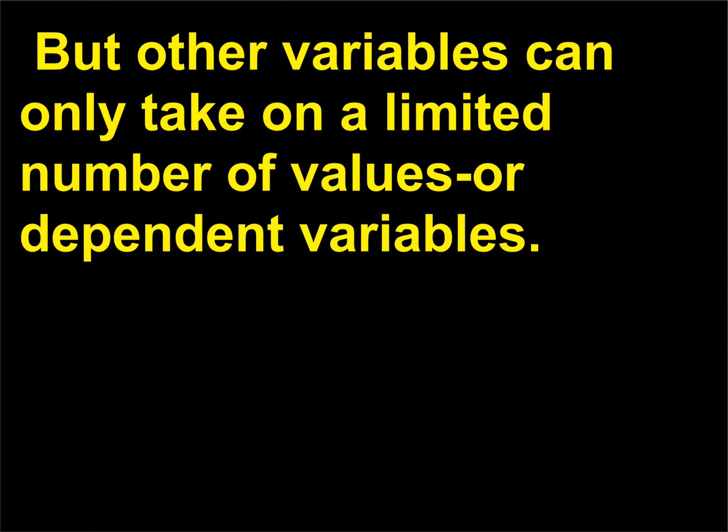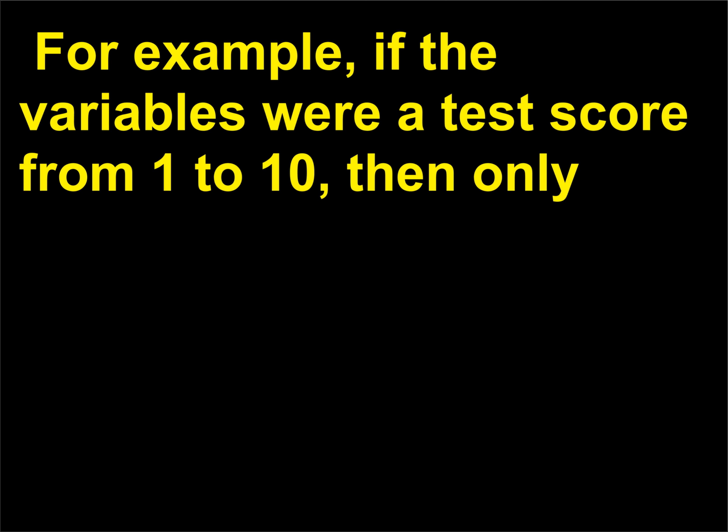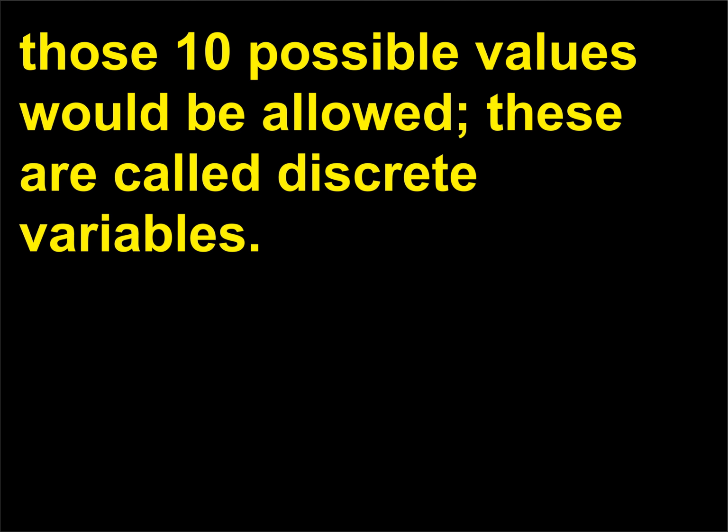But other variables can only take on a limited number of values. For example, if the variable were a test score from 1 to 10, then only those 10 possible values would be allowed. These are called discrete variables.